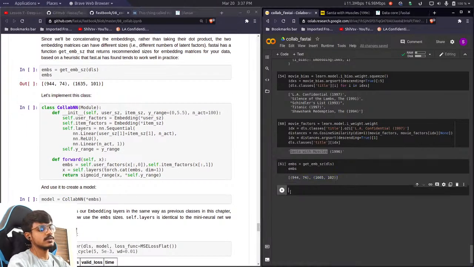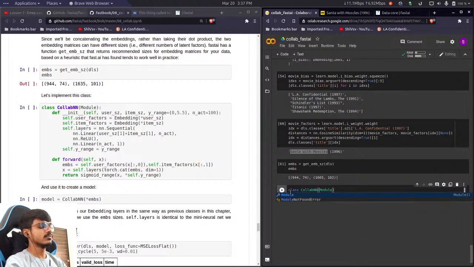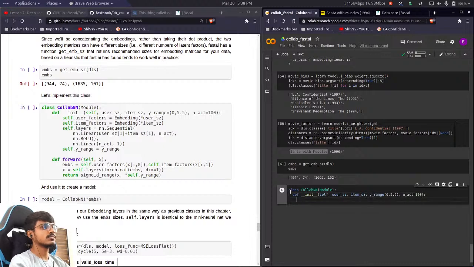Let's implement the class. We should get the class CollabNN, a module. Define init with user size, item size, y range, which is 0 to 5.5, and number of activations equal to 100.